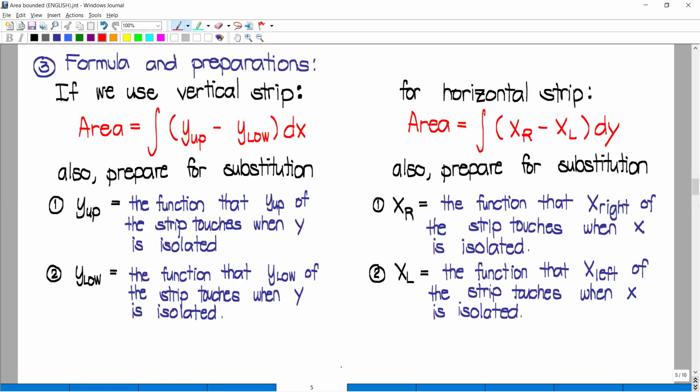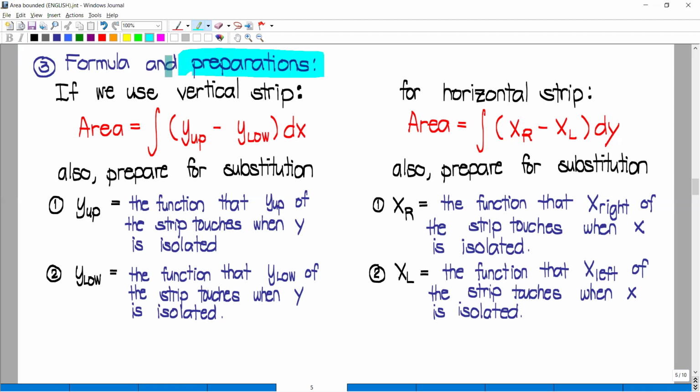What will be the next? For number 3, since we already decided the correct strip, we must have the formula and the preparations. First is the formulas. If we use the vertical strip, the area bounded is the integral of the quantity y up minus y lower, dx. And if we use the horizontal strip, the area bounded is equal to the integral of the quantity x right minus x left, dy.